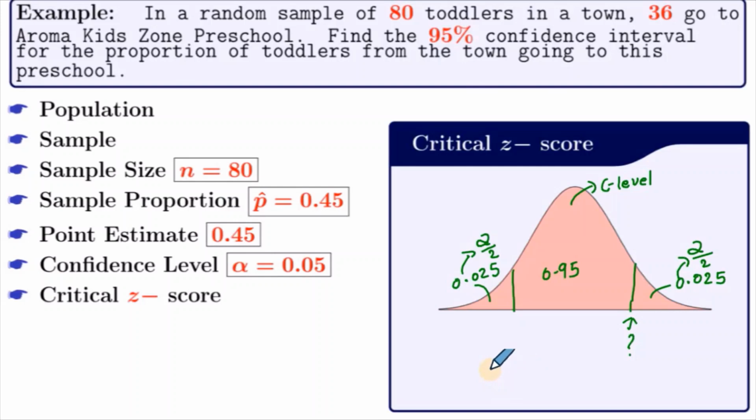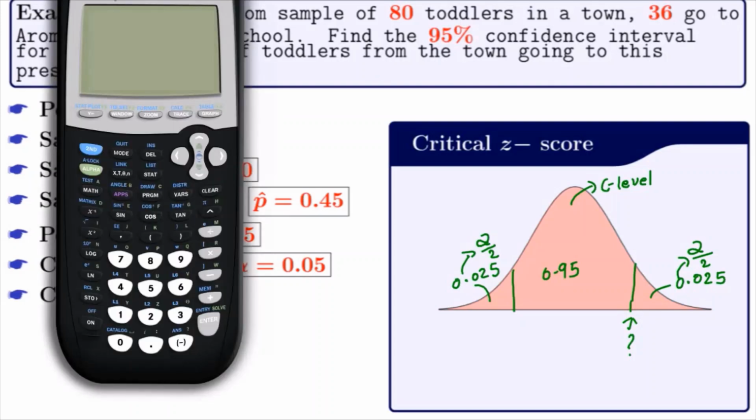For that, we can either use a table or calculator or Excel. So let me show you how to find this value here using the calculator first. So for that, let me pull up my calculator on the screen. Now punch second, then distribution. Then we'll be using the inverse norm function here. So use this arrow key to go to number 3, then hit enter.